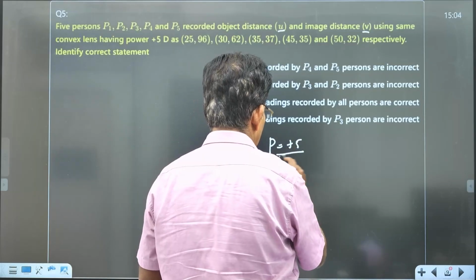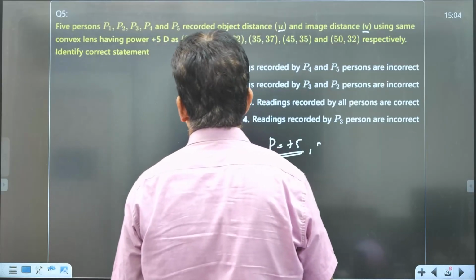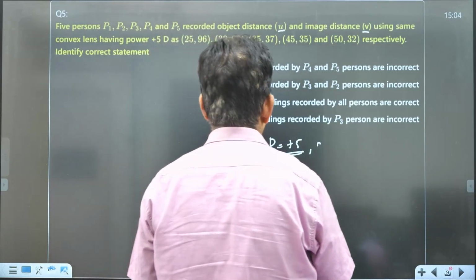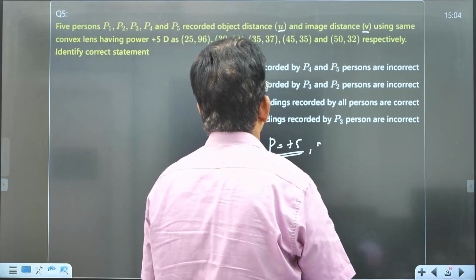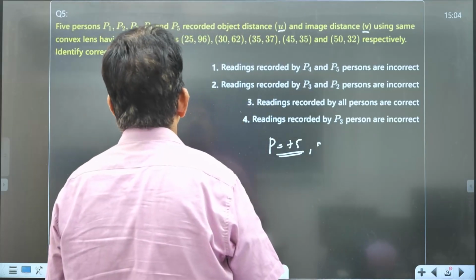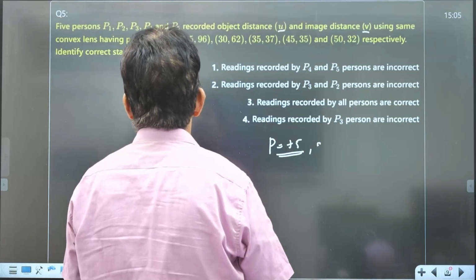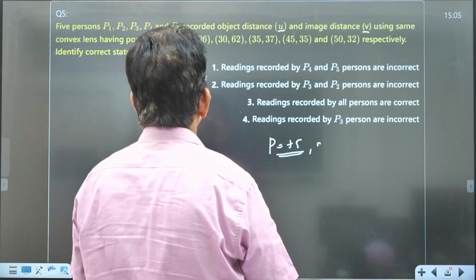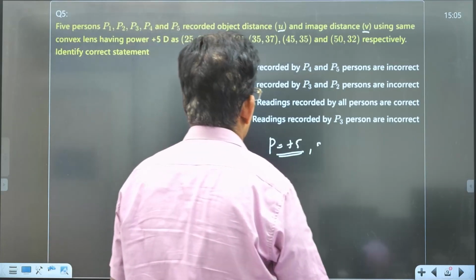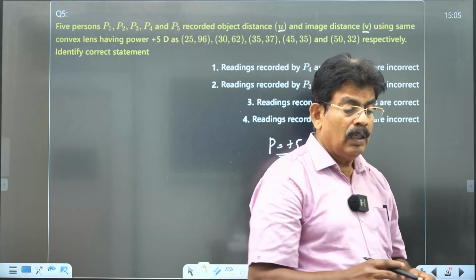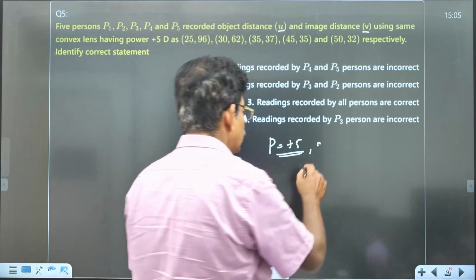plus 5 means it is a what? Convex lens having a power plus 5D. Isn't it? All the cases are with the same convex lens of power plus 5. Then what are the possible values of object distance and image distance using the same convex lens? Look, it is a convex lens of power plus 5. So this gives you the first information.